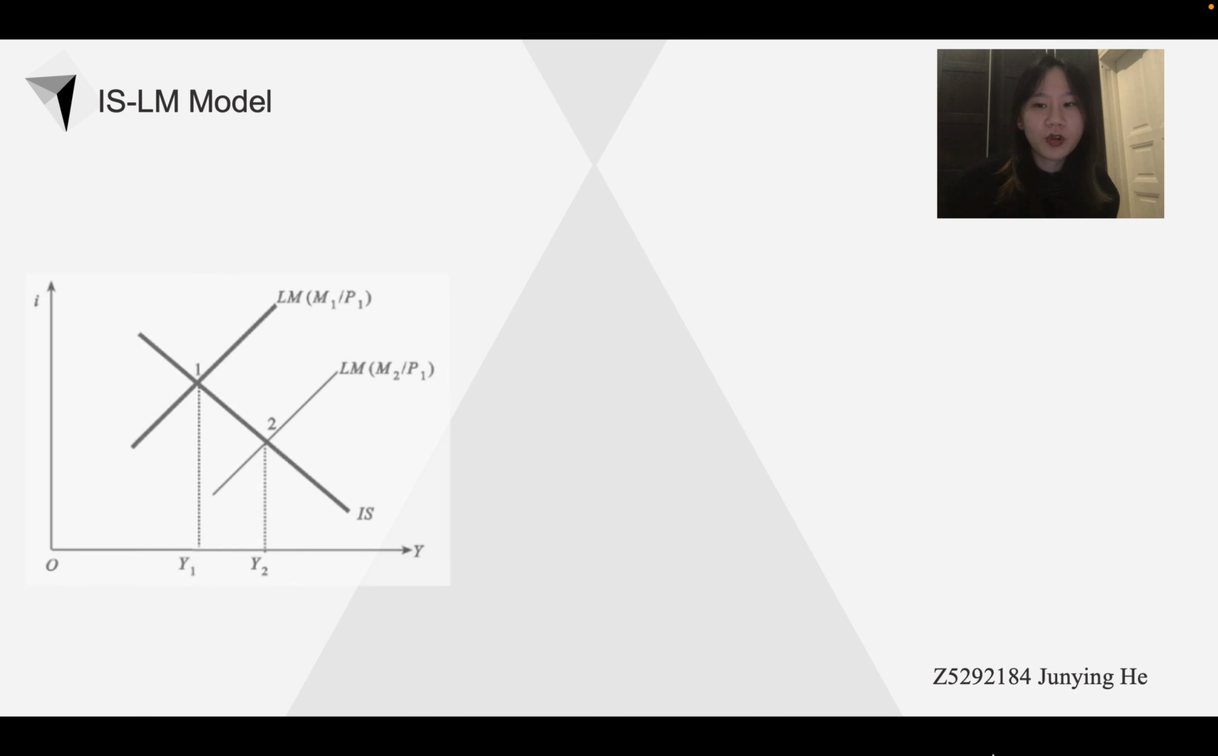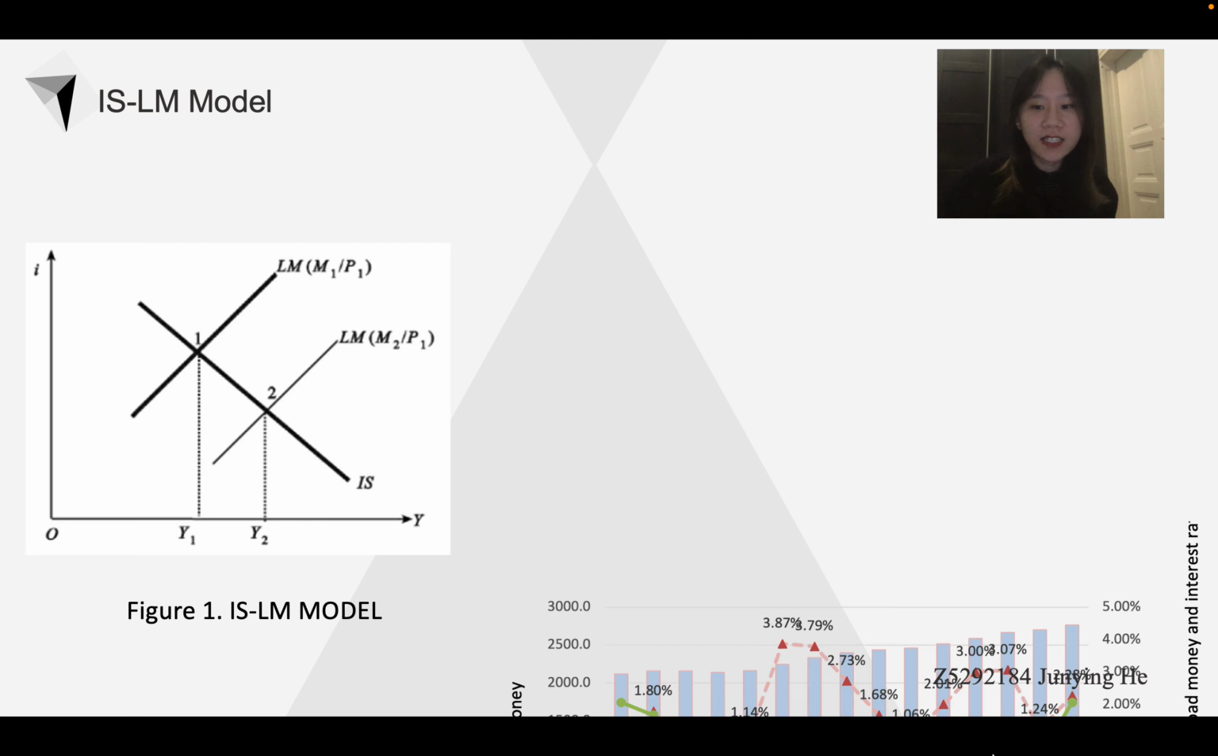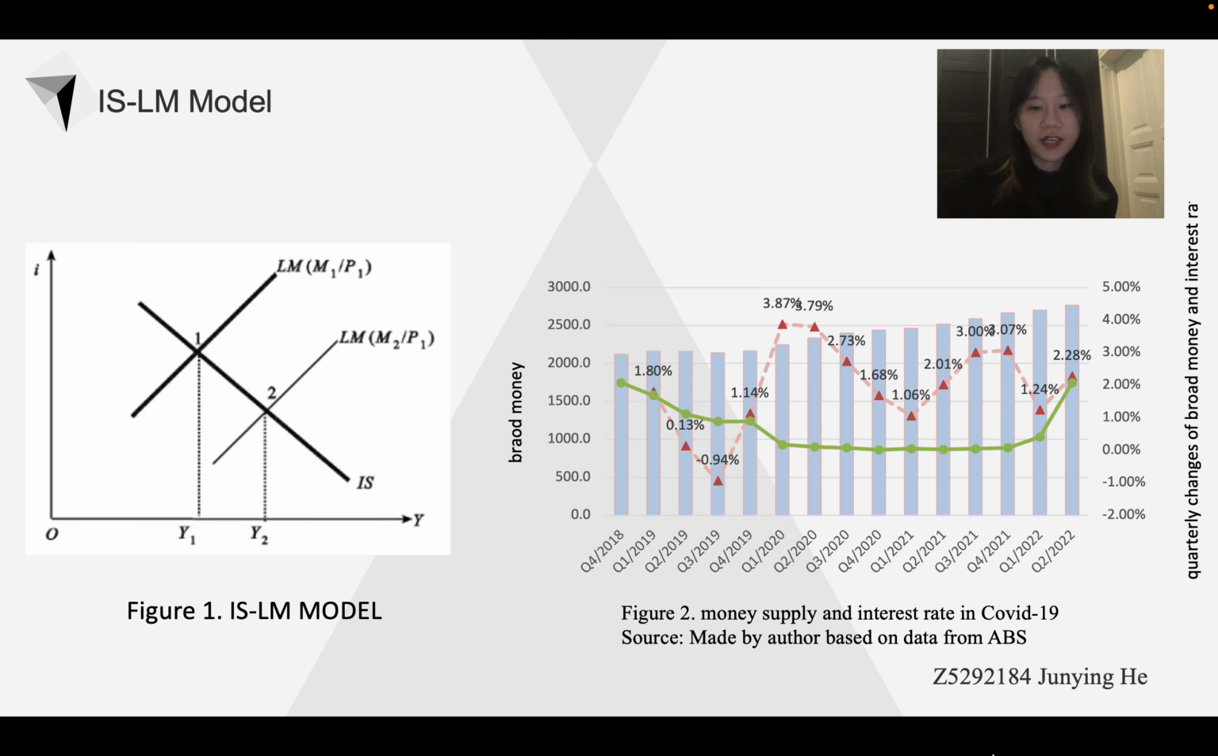This expansionary monetary policy helped greatly increase the money supply. The reaction in IS-LM is the rightward shift of the LM curve. We can use figure 1 to show that the new equilibrium goes from 0.1 to 0.2, all the conditions remain unchanged, with a high output but low interest rates. Is that the case? We can look at the actual data of Australia in COVID-19.